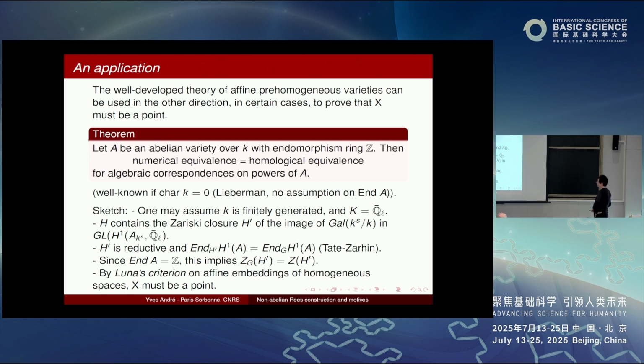Since the endomorphism ring of A reduces to Z, one can show easily that this implies that the centralizer in G of H dash is the center of H dash. And one may apply Luna's criterion on affine embeddings of homogeneous spaces, which proves that X is X naught. But since it is fixed pointed, this cannot be the case unless it's reduced to a point. So the main argument here is Luna's criterion.